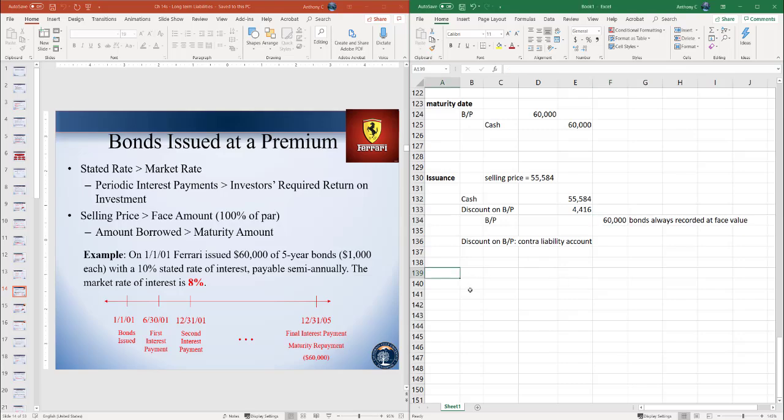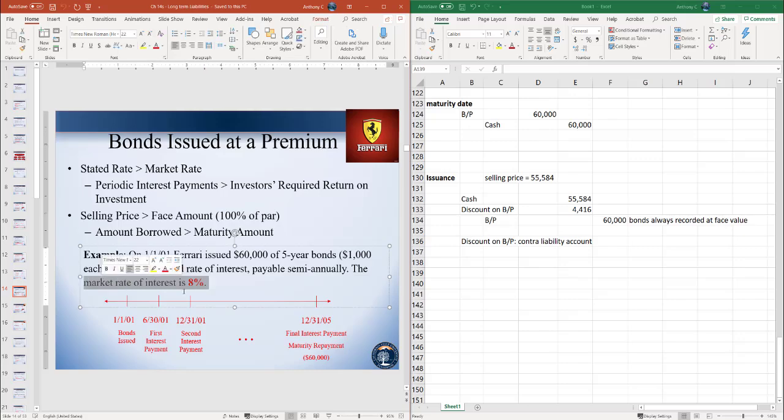All right, so moving on to a premium. A premium means that the stated rate is greater than the market rate. So it's just the opposite of a discount. Since we're paying more interest than everyone else is essentially paying, or more than bondholders require, we can issue the bond at a price greater than the face value. So again, if we take the present value of the interest payments plus the present value of the principal, using the market rate of interest, we'll find that the selling price ends up being greater than the face amount.